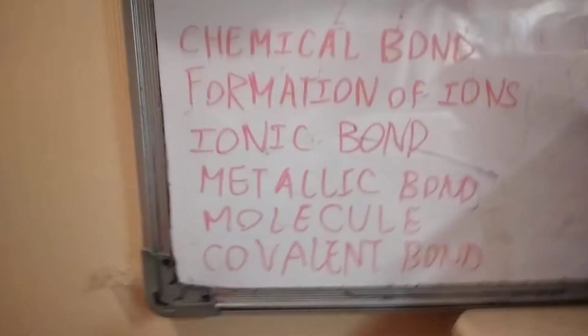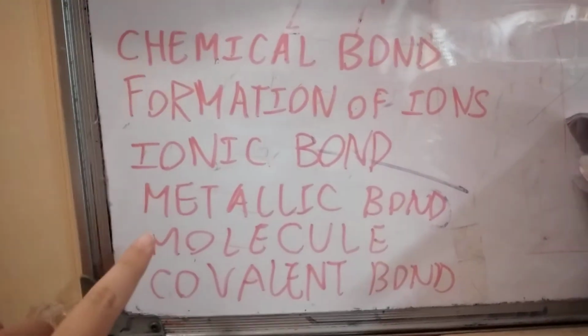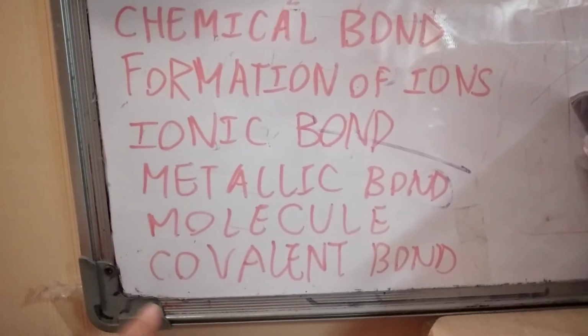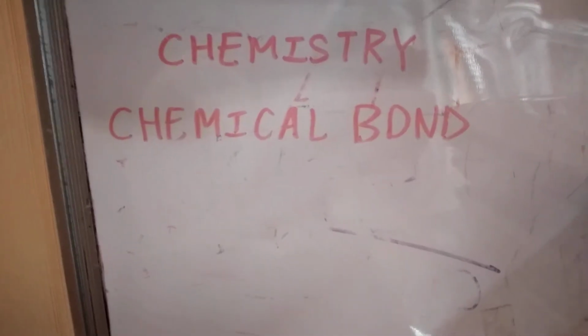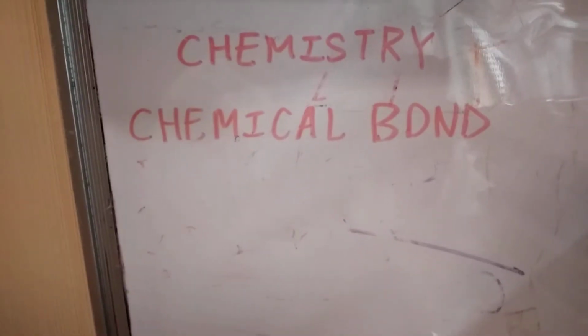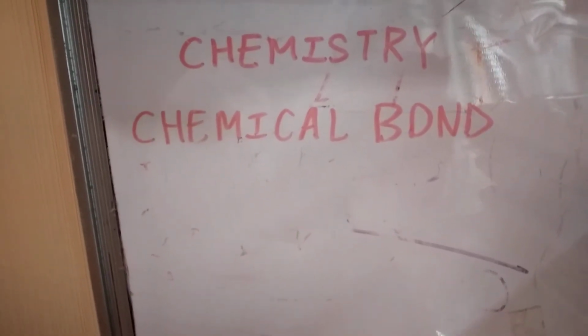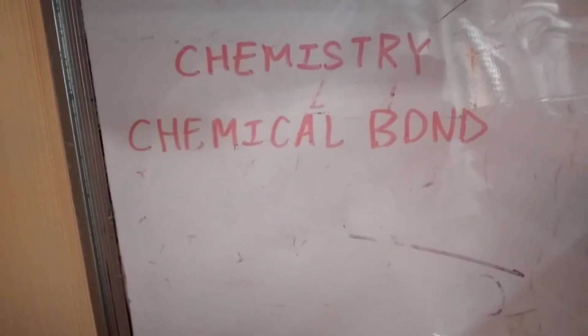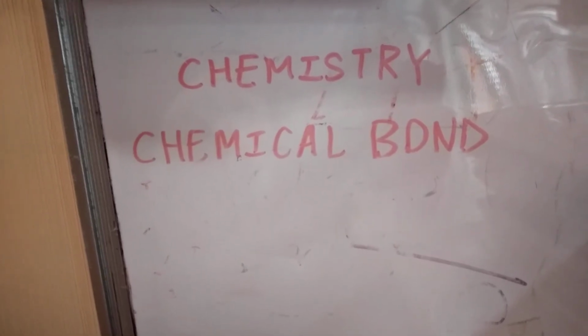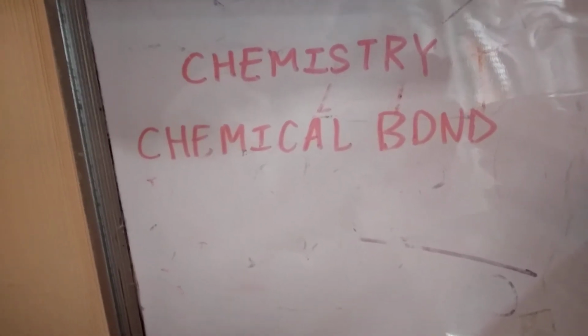So today I'm going to cover these topics including chemical bond, formation of ions, ionic bond, metallic bond, molecule, and covalent bond. So a chemical bond refers to the electrostatic attraction that holds particles together. There are 3 main types of chemical bonds, namely ionic bonds, covalent bonds, and metallic bonds.